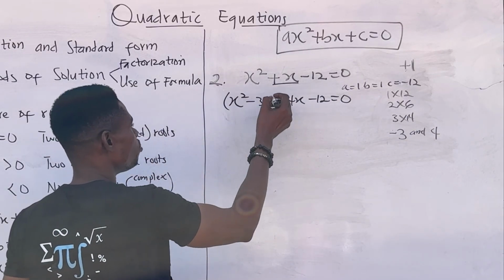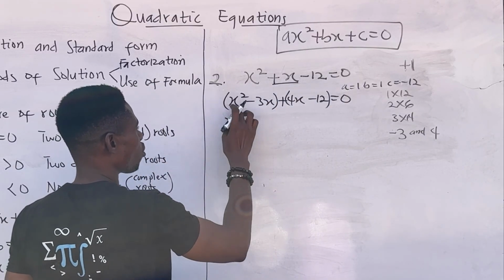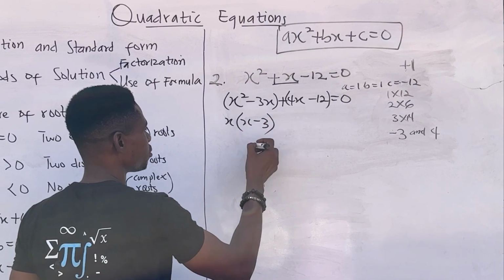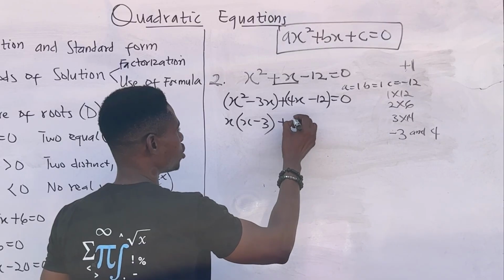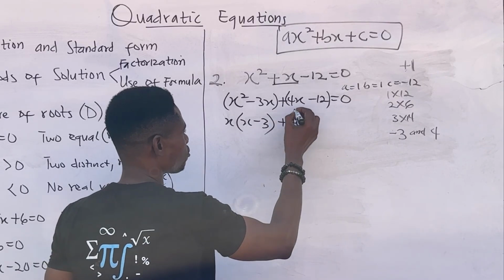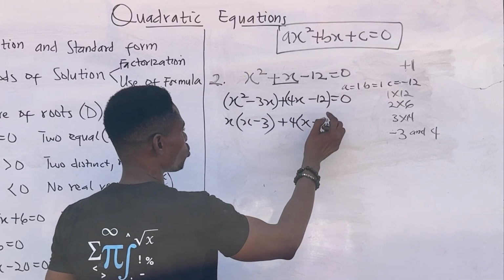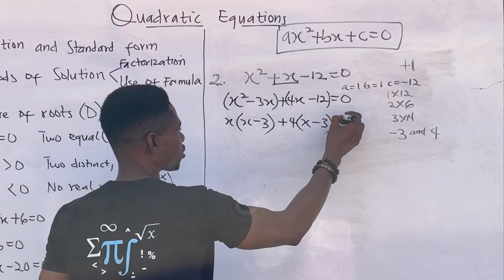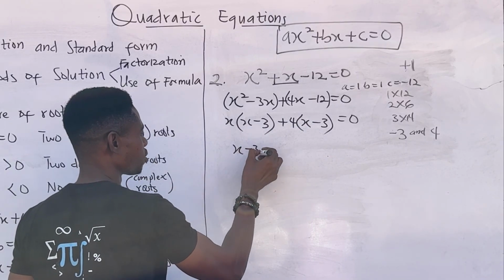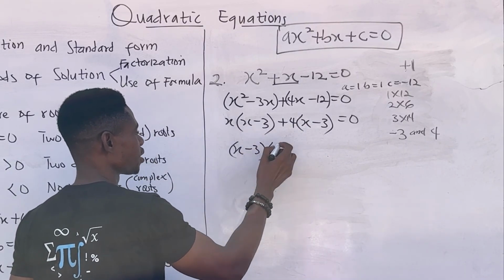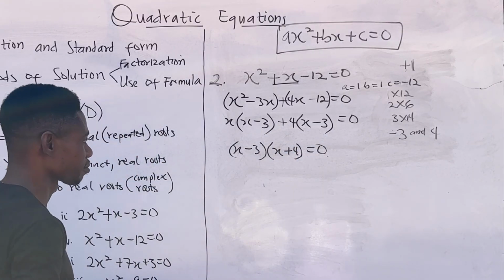So from here, we'll group. What's common here? x is common. What's left is x minus 3. Plus, what's common here? We'll factorize this. We have 4, so 4x minus 12 gives 4 times x minus 3, equals 0. Now remember, these two are the same, so we can factorize it out. So x minus 3, and what we're left with is x here and plus 4, equal to 0.